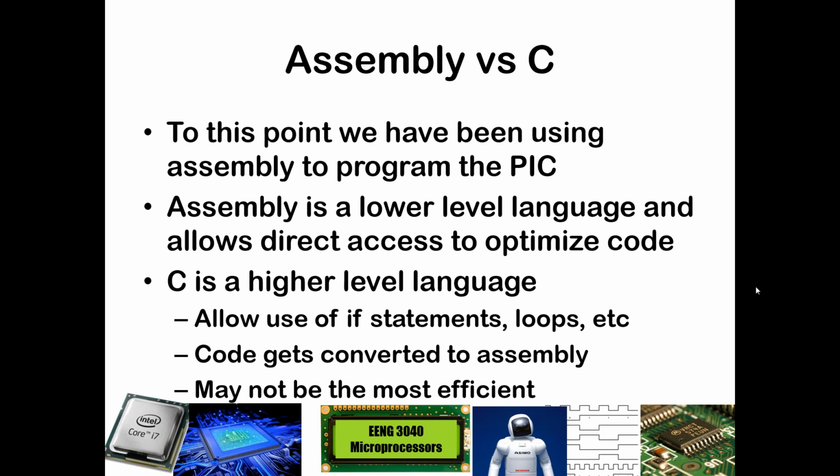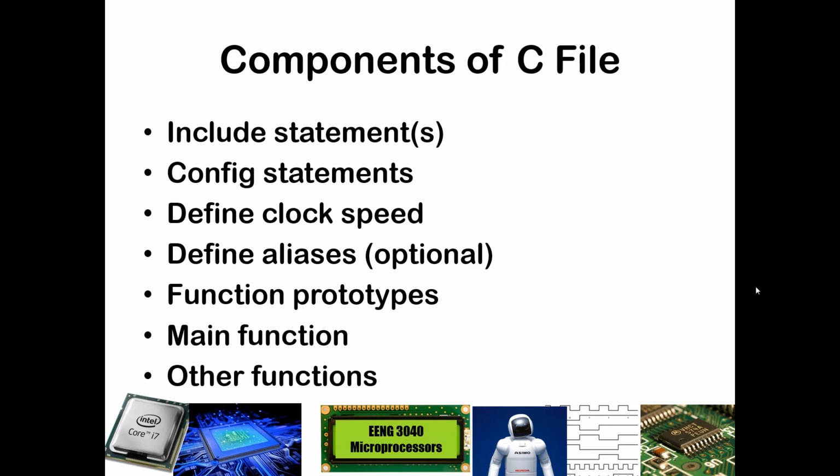But for our purposes, we're going to go through some simple examples over the next several weeks in the course, and you should get a good feel for how programming in C works. So here are the basic components of a C file. You'll have include statements. This will include the appropriate libraries. We did have one include statement in assembly. It'll be a little bit different in C.